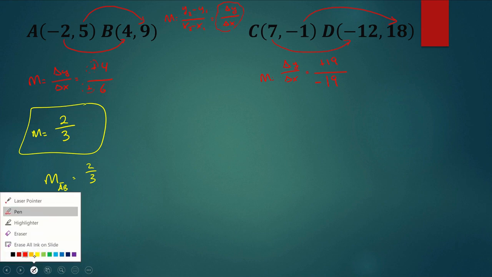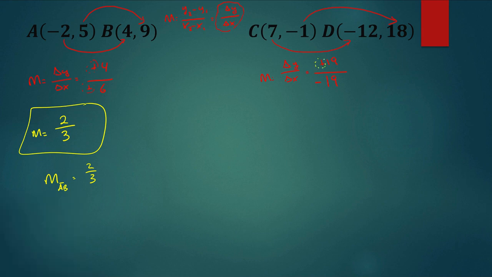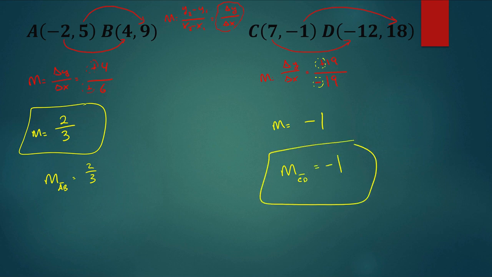And once again, all we have to do now is simplify. We have a positive over a negative, which tells me my slope is going to be negative. 19 over 19 simplifies down to 1. And so the slope of segment CD is equal to -1. Once again, you can use whatever method you like, but I hope you can see that one method is much faster and a little bit safer than the other one. But once again, you can use whatever you want.